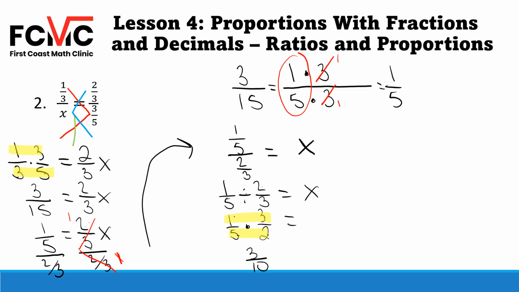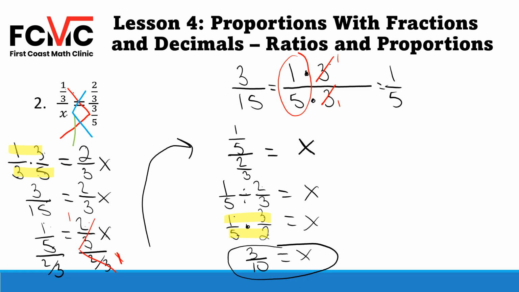Just bring down the x equals, and my answer is x equals 3 over 10. So we should get 3 over 10 here. All right, so again, just going through this, we cross multiplied. 1/3 times 3 over 5, we got 3 over 15. We divided 3 and 3, so 3 over 15 became 1 over 5.